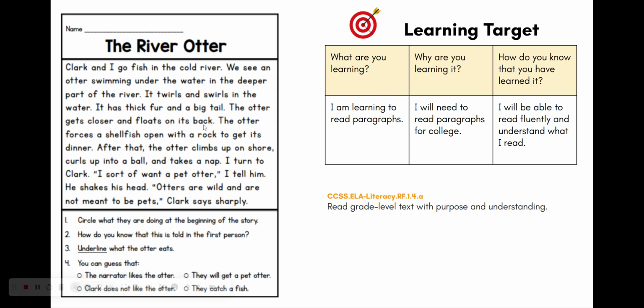Great job. Okay, my turn. Here I go. The otter forces a shellfish open with a rock to get its dinner. Repeat. Great job. My turn. After that, the otter climbs up on shore, curls up into a ball, and takes a nap. Repeat.